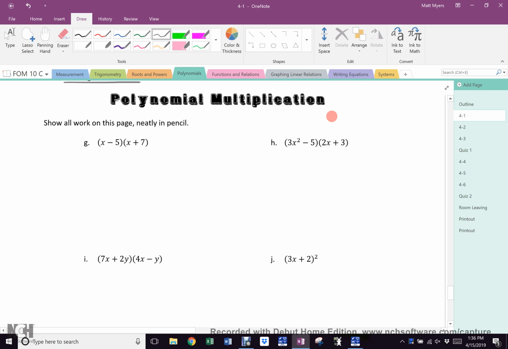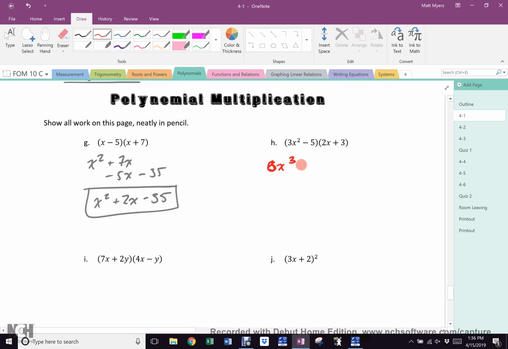Please remember, I've given you a handy-dandy shortcut that works when you start with a single letter. If you don't remember the shortcut, you've got to actually multiply it out. x squared plus 7x minus 5x minus 35, x squared plus 2x minus 35.